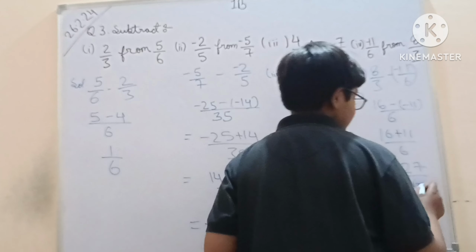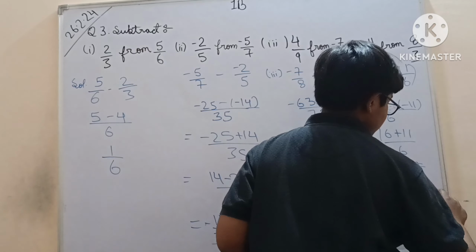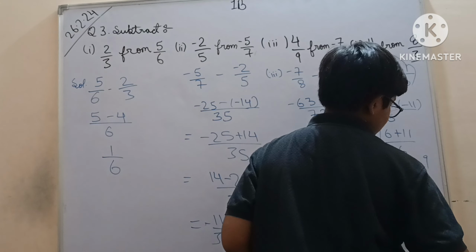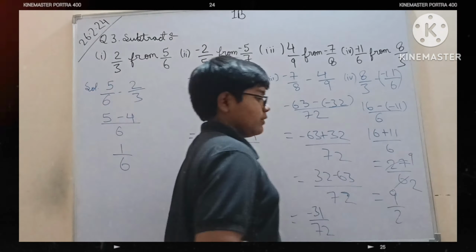Now this can be simplified like this: 3 2s are 6 and 3 9s are 27. 9 divided by 2 will be our answer for this question.